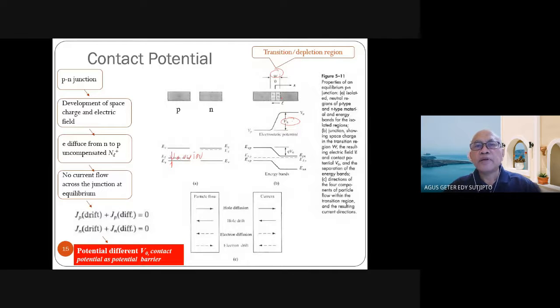Because the potential V0 will cause energy. The energy, of course, will be Q times V0. This is the energy, or we can call it the electron volt. So this is the energy difference between N type and P type.